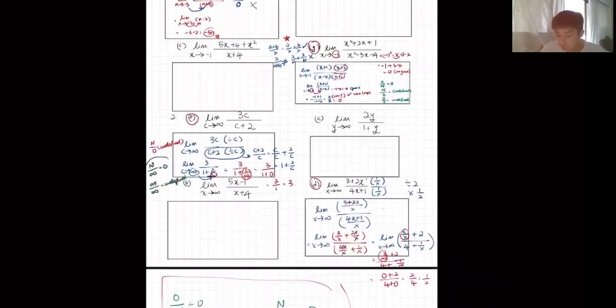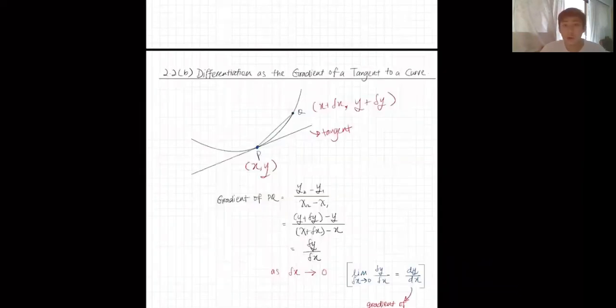So the next video would be on differentiation: understanding what differentiation actually means, what it will give you, and we look at it from a graphical perspective.